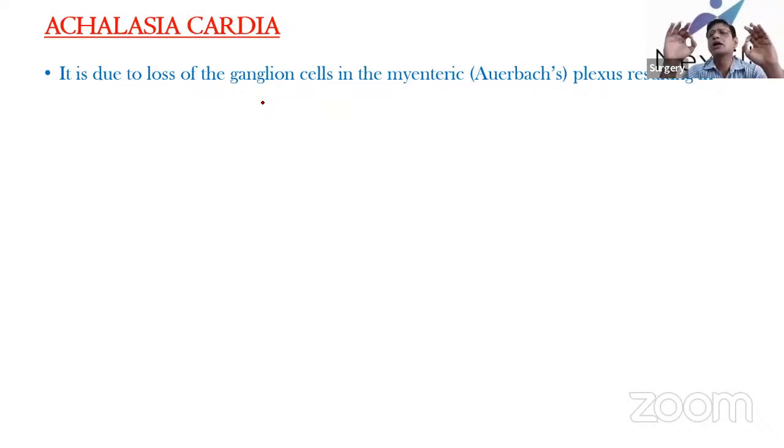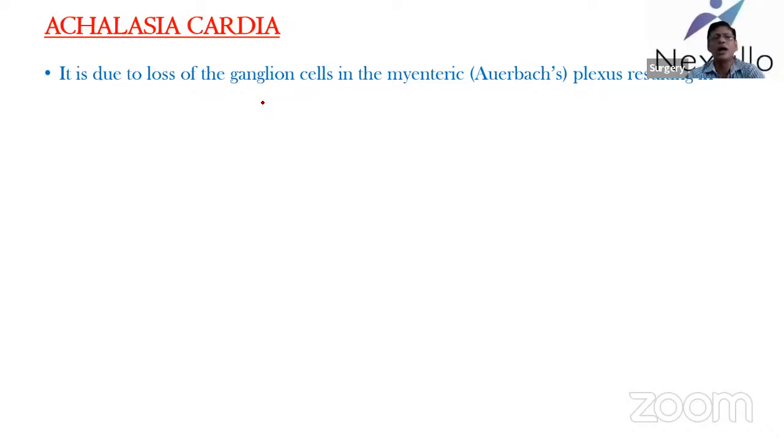Even GERD and hiatal hernias are motility disorders of the esophagus. Along with that, we may have achalasia cardia, diffuse esophageal spasm, nutcracker esophagus, and also the different types of diverticula that we may encounter. We'll see them later on. Now, what is this achalasia cardia?